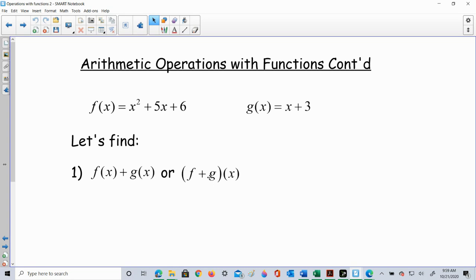They're really the same thing. It can be written both ways. That just means we're going to add these two functions together. So what do we get?